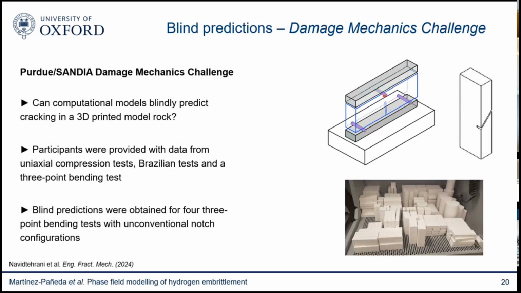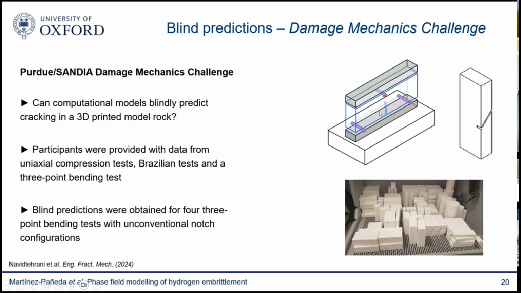Okay, let me show you how the model actually works. This is something that we did recently, with Purdue and Sandia in the US. They decided to do what they call a damage mechanics challenge. This was what some people call a blind round robin test. They said, we're going to 3D print some material, some sort of rock or gypsum, I think it was. They didn't tell us what material. They said, we are going to give you some data of the material, a uniaxial compression test, a Brazilian test, and a 3-point bending test. And now we're going to ask you to predict the failure of that material under more complicated scenarios.